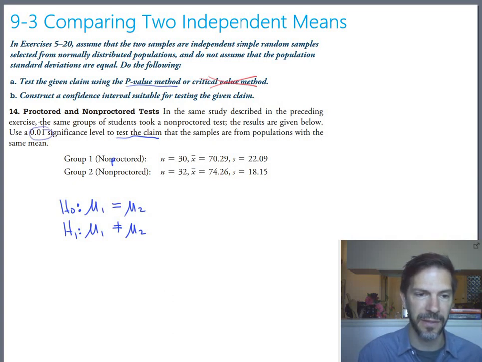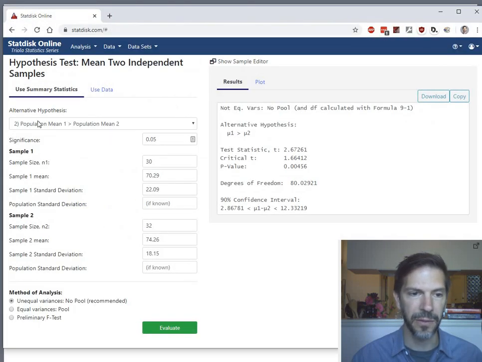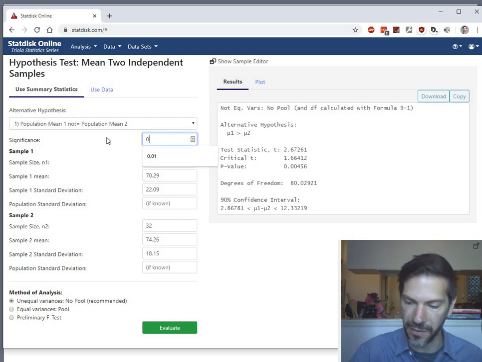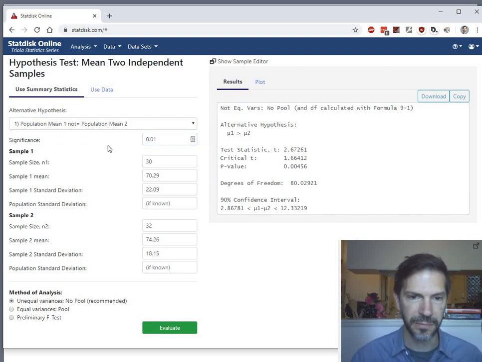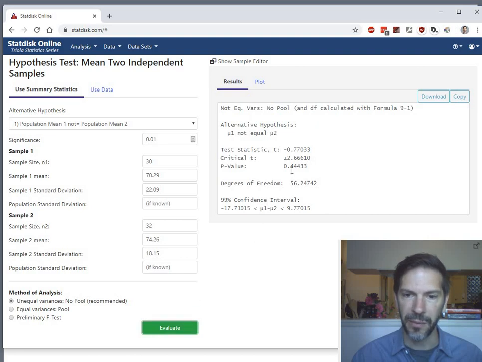I should note the significance level. It has been changed to 0.01. But with that, we are ready to grab StatDisk. So alternative hypothesis for us was that mean 1 was not equal to mean 2, and the significance level was 0.01. I went ahead and filled in the numbers here so we can save a little bit of time, and we will, as always, stay out of the pool. No pool. Evaluate that one. And we get a p-value of 0.44433.